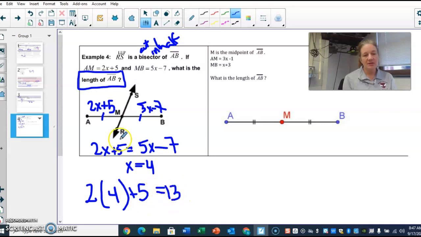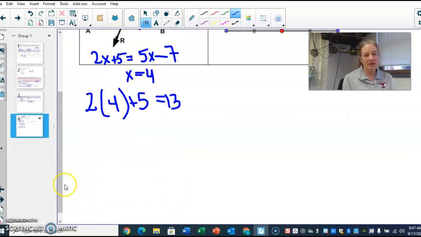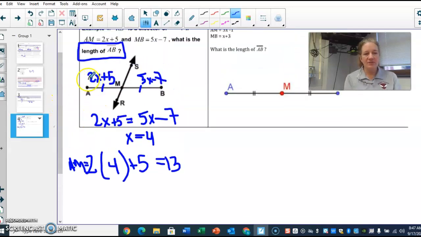But that's only AM, right? AM is equal to this. I need the whole line segment. Well, wait, if this side is 13, then this side is 13. So couldn't I just say 13 plus 13, right? Because that's my piece AM is 13. If AM is 13, then MB is 13. So if I add my two pieces together, I get my whole.